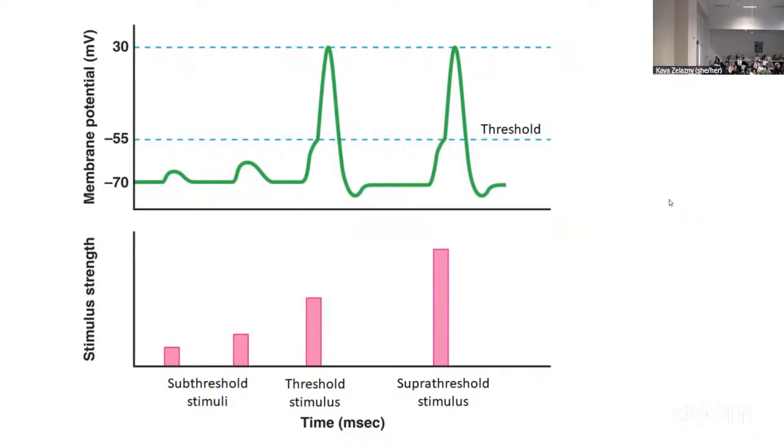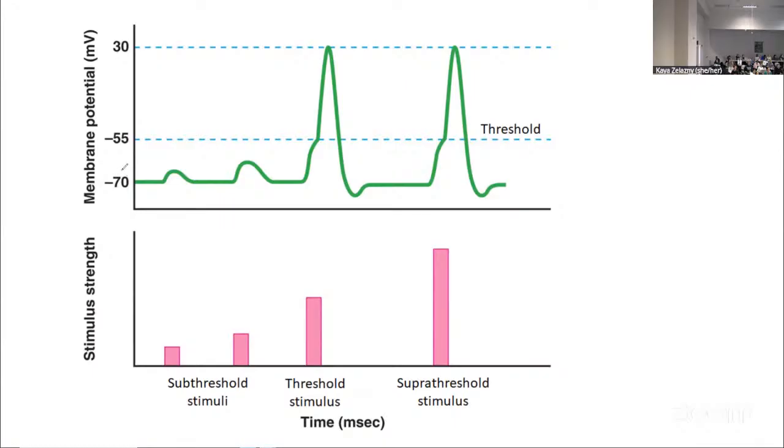So here we see linked up, again, some action potentials, graded potentials, and stimuli. Okay. So let's start with the bottom. We're looking at stimuli and how strong they are. All right, so here we have two little stimuli, two subthreshold stimuli. We can see what they do. They create a change in the membrane potential.